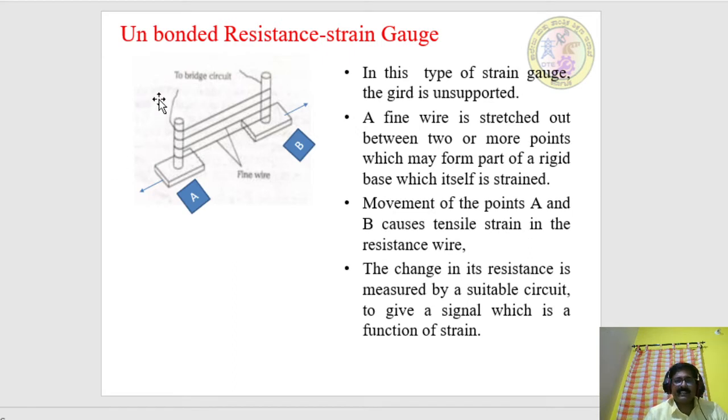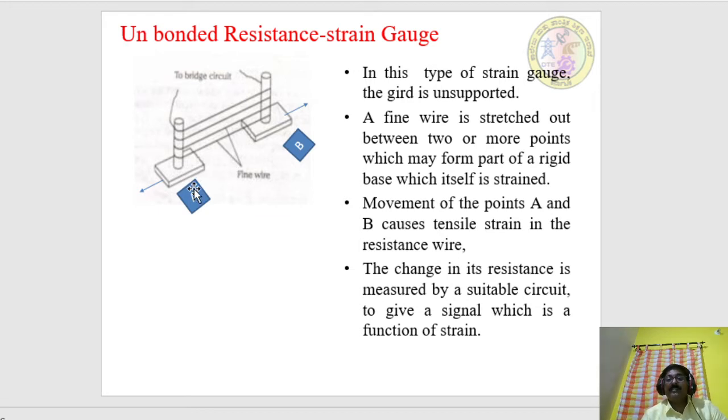First, we'll discuss an unbonded resistance strain gauge. See here, this sketch shows a bridge circuit, and in this type of strain gauge, the grid is unsupported. Here mainly a fine wire is stretched out between two points, namely A and B, which may be from a part of a rigid base which itself is strained. That's a thing we need to remember.